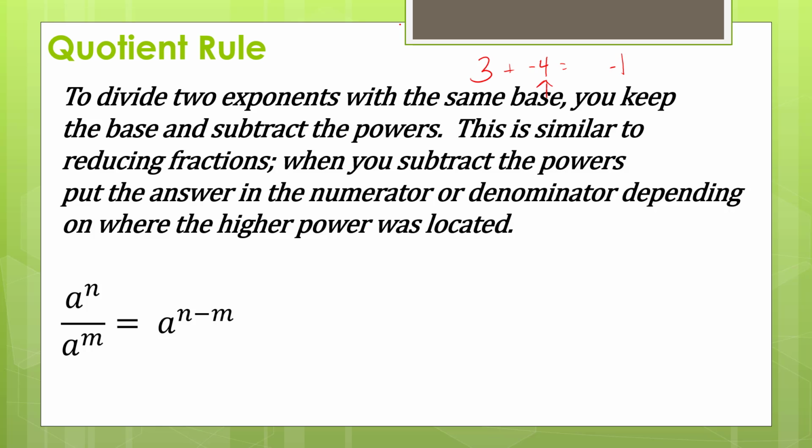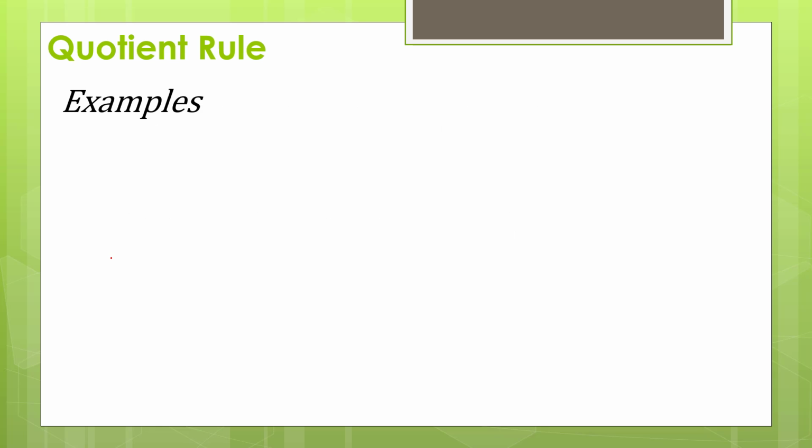So depending on where we have the higher power located, that's where we will keep the base with whatever remaining exponential value we have. Now, I say that, but I don't really care if you put your solution in the numerator. As long as you follow our no-no rules, you cannot have a negative solution for an exponent. So I'll show you what that means as we get to an example. A to the nth over a to the m is equal to a to the n minus m.